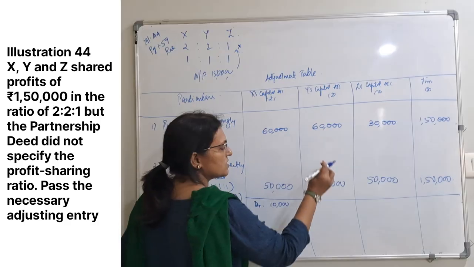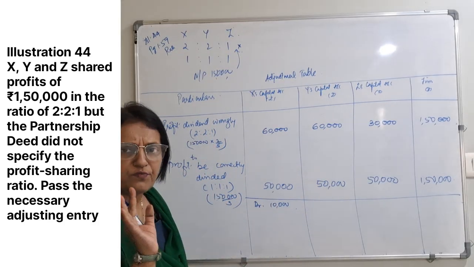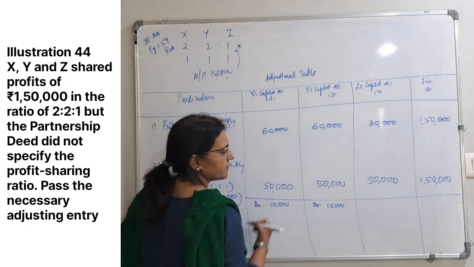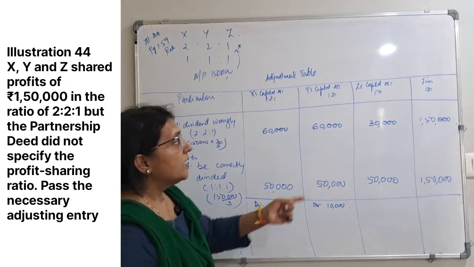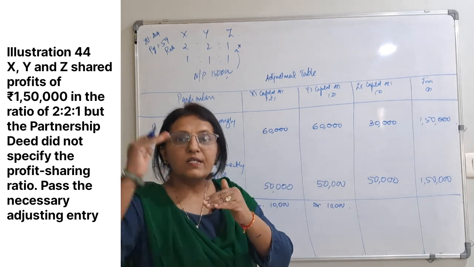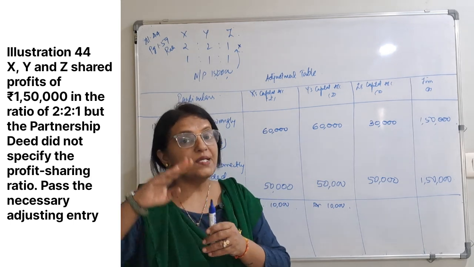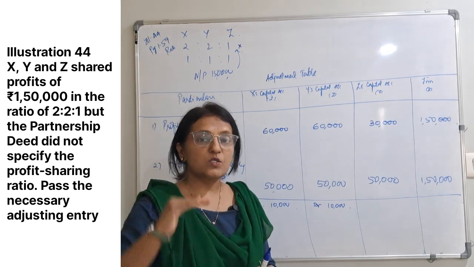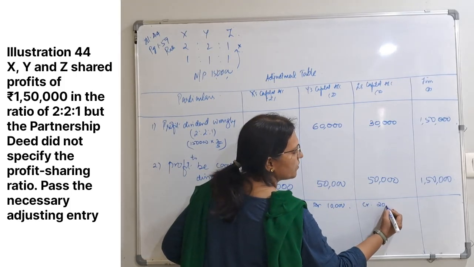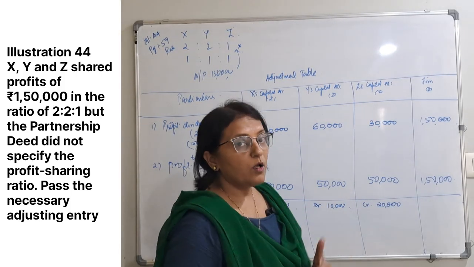Y got 60,000 whereas he also was supposed to get only 50,000. So debit from him also 10,000. Minus 10,000. Z got 30,000, whereas he was supposed to get 50,000. He will get more, how much? 20,000. So his capital will be increased. So if the capital increases, we are going to credit. So credit with 20,000. Now let's see the journal entry.